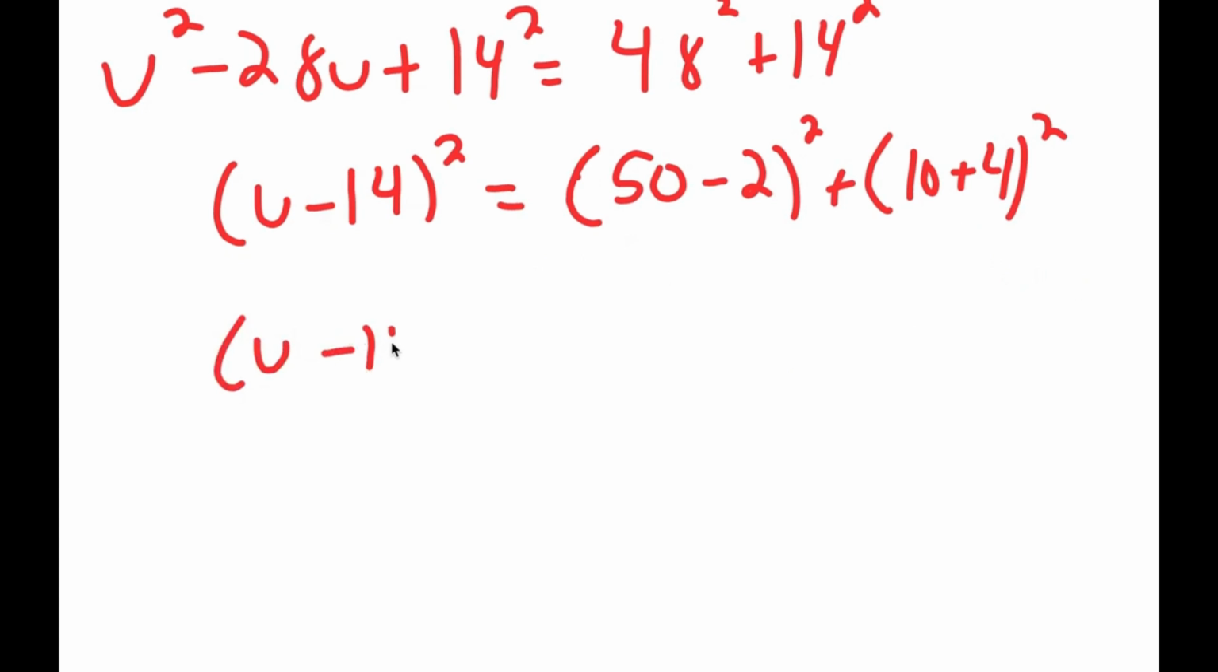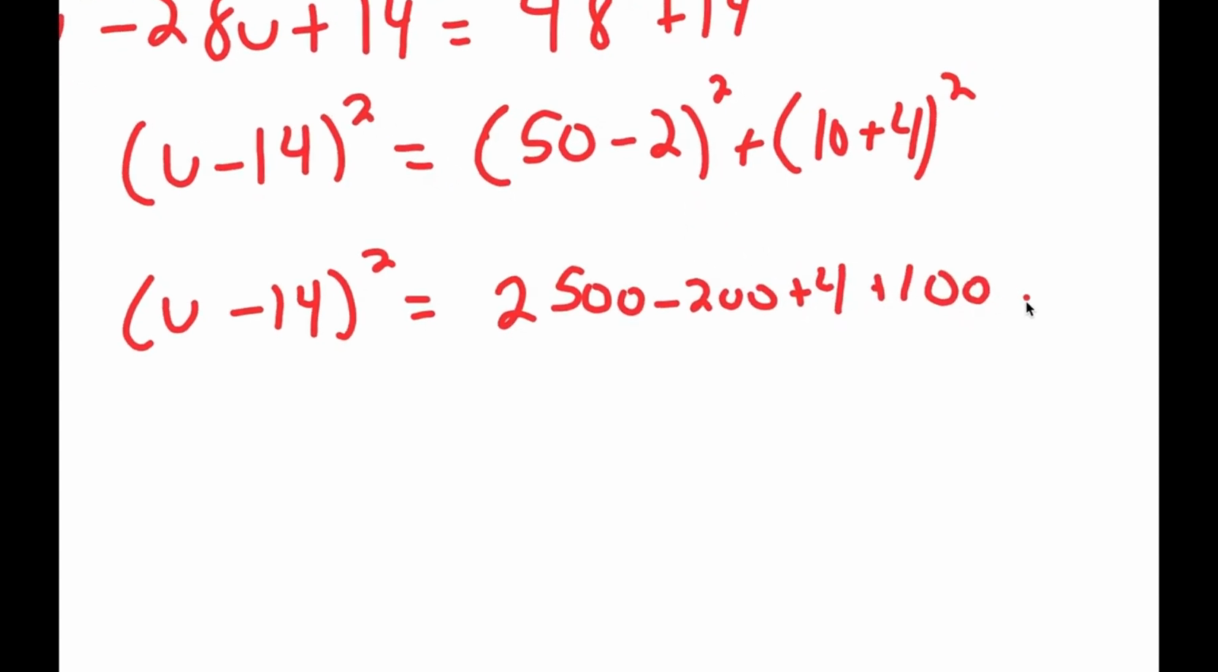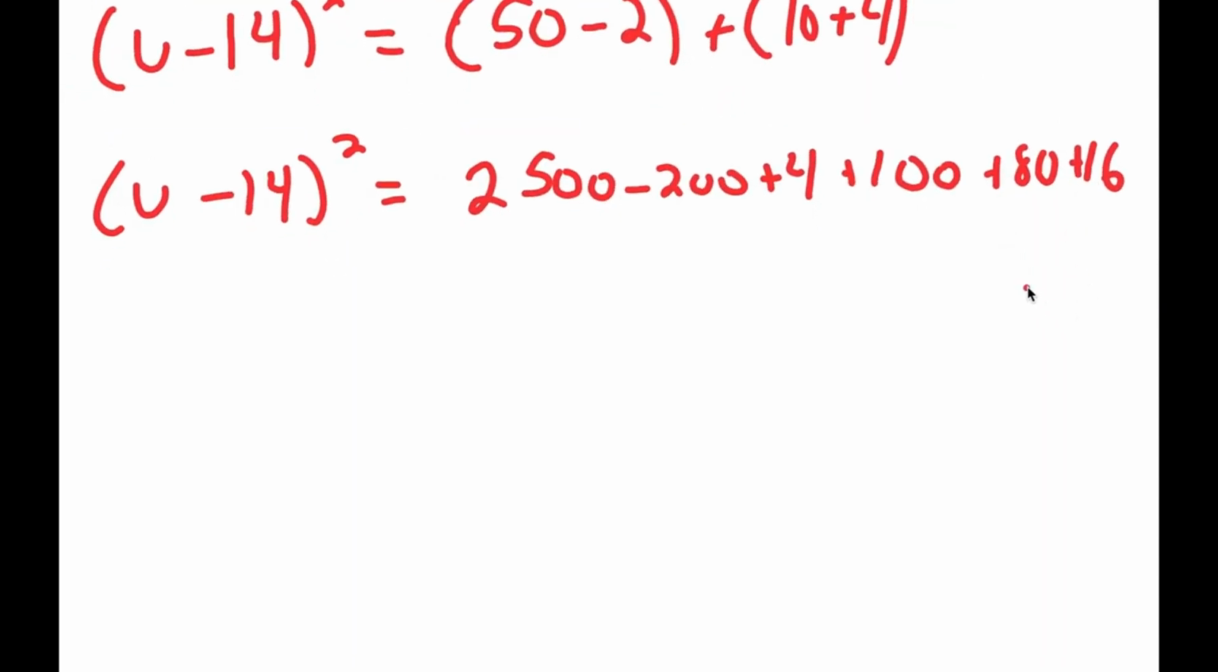Now from here, u minus 14 squared is equal to 2500 minus 200 plus 4 plus 100 plus 80 plus 16. And now if we add these up, we get u minus 14 squared is equal to 2500.